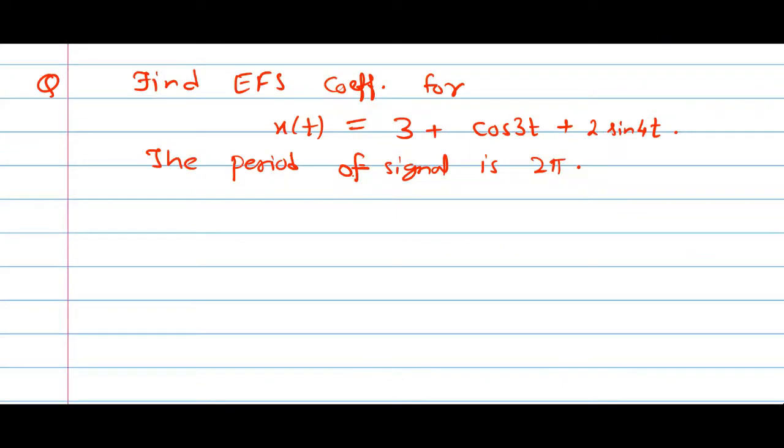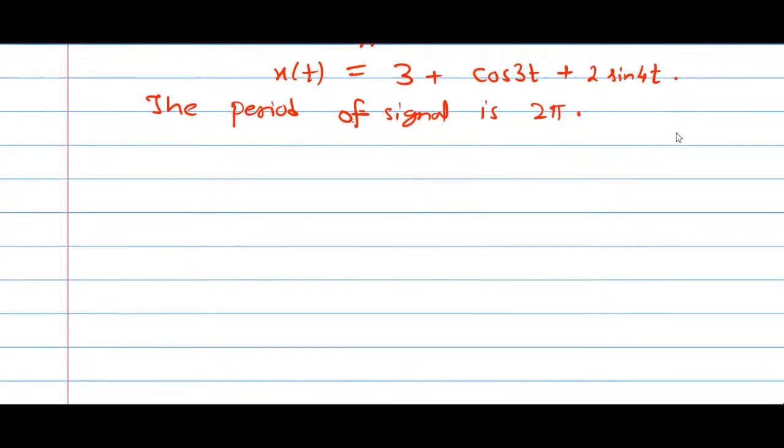Find the exponential Fourier series coefficient for x of t equal to 3 plus cos 3t plus 2 sin 4t. The period of the signal is 2 pi. As the period is 2 pi, omega naught will be 2 pi upon T, that means 2 pi upon 2 pi, so omega naught value is 1. Now you can see there are different frequencies, 3t and 4t.